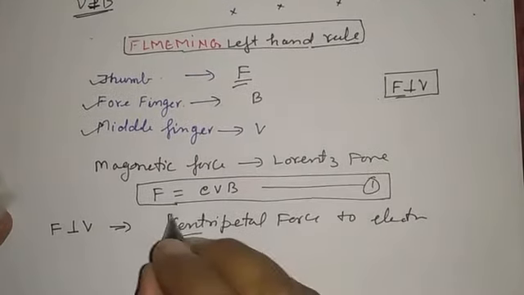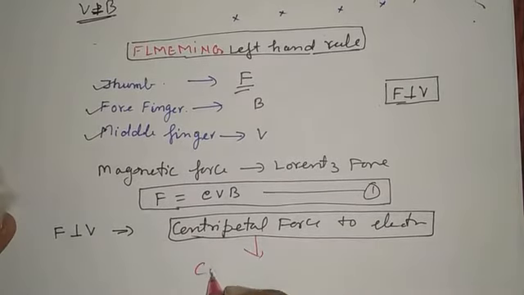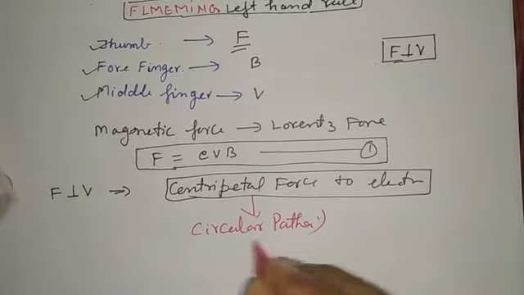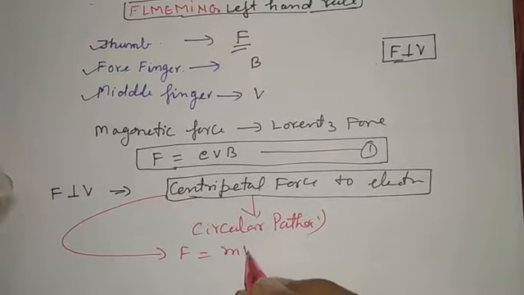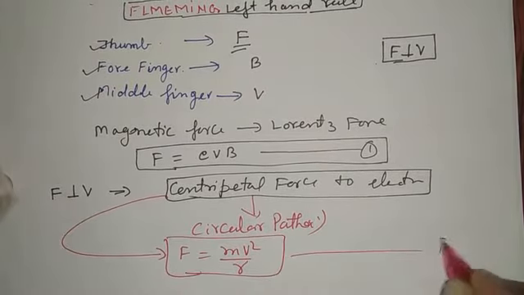As a result of this centripetal force, the electron moves in a circular path, and this centripetal force is given by the formula mv square upon r. This is a well-known formula.